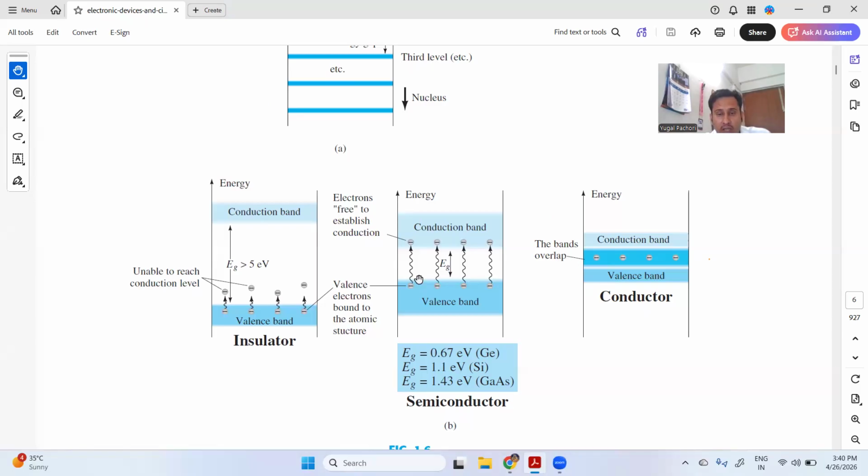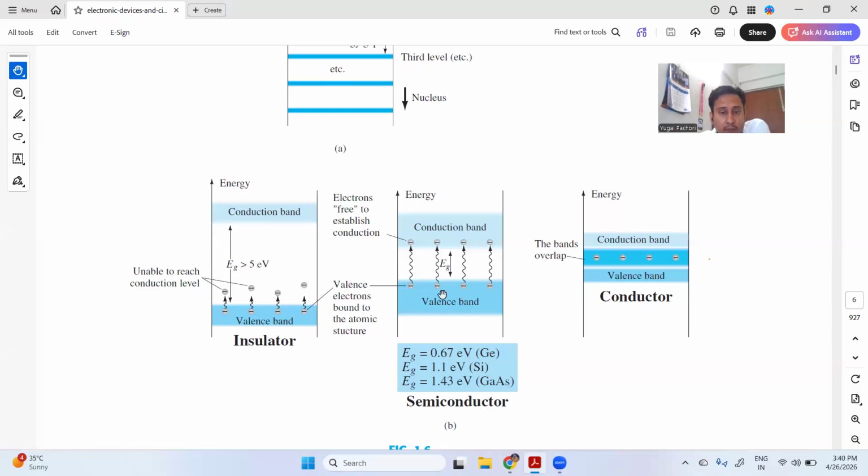But what is the case of the semiconductor? You can see the energy gap is 0.67 electron volts in germanium, 1.1 in silicon, and 1.43 in gallium arsenide. But why do we prefer silicon? I already told you, because it is more thermally stable. However, the energy gap is less in germanium, but silicon is abundant. So there are two reasons why we prefer silicon: it is abundant and it has higher thermal stability.